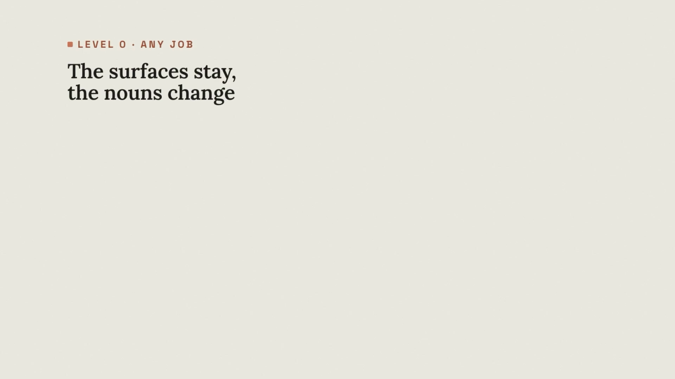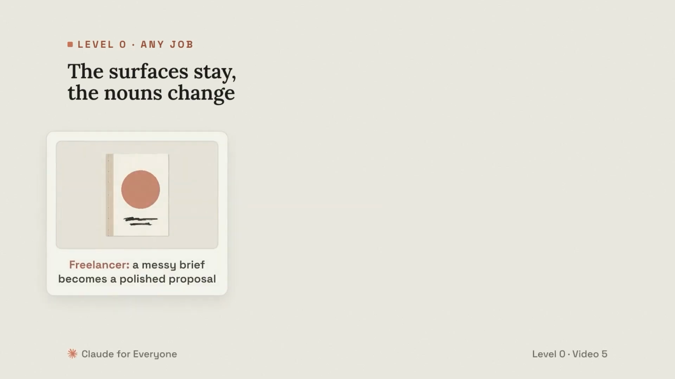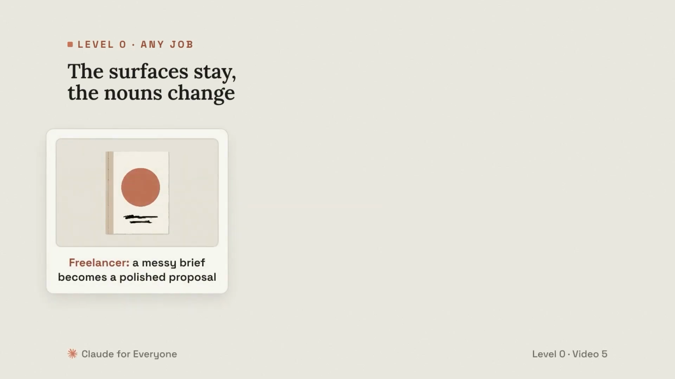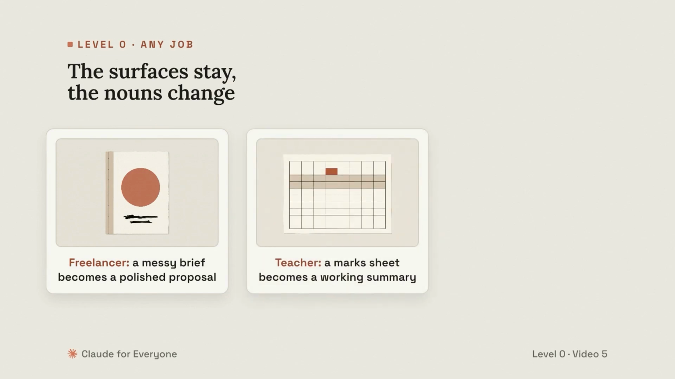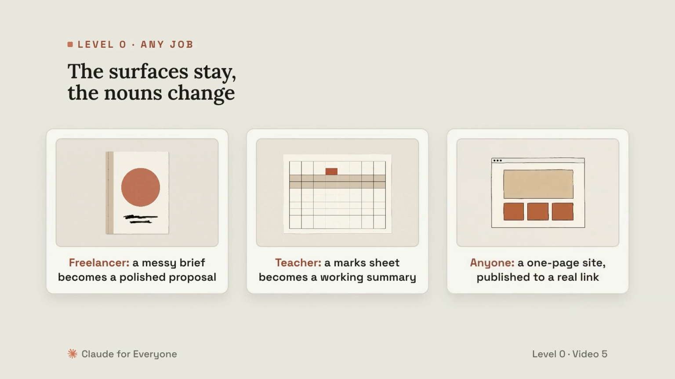What people actually make here? A freelancer. The messy brief from earlier becomes a polished proposal as a Word file, same hour. A teacher, a marked CSV becomes a summary sheet with working averages. Anyone, a simple one-page site as an artifact published to a real link, which is exactly how level 5 of this course ends. Same 4 surfaces, your nouns.